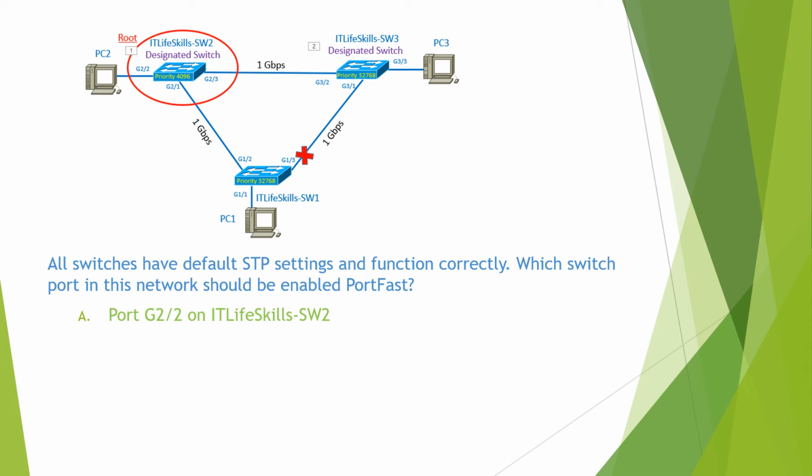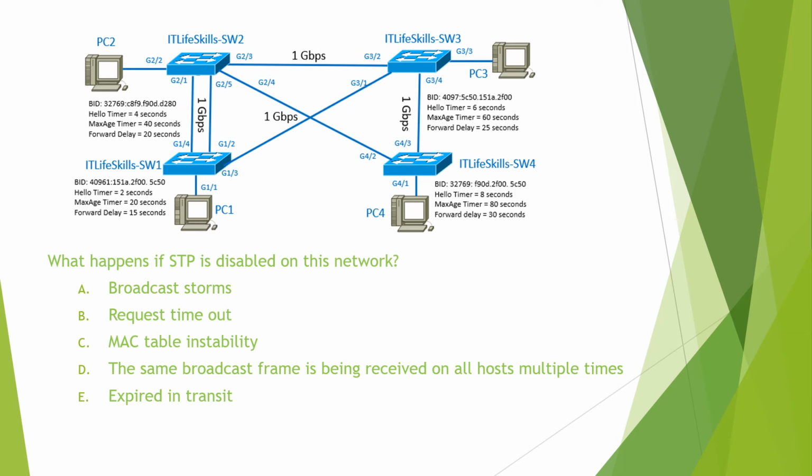You can find the detailed explanation for this question in the video, Spanning Tree Protocol Concepts and Features. The question reads, what happens if STP is disabled on this network? As you can see, in this network there are multiple loops. This is a loop, and this is a loop, and this is a loop.